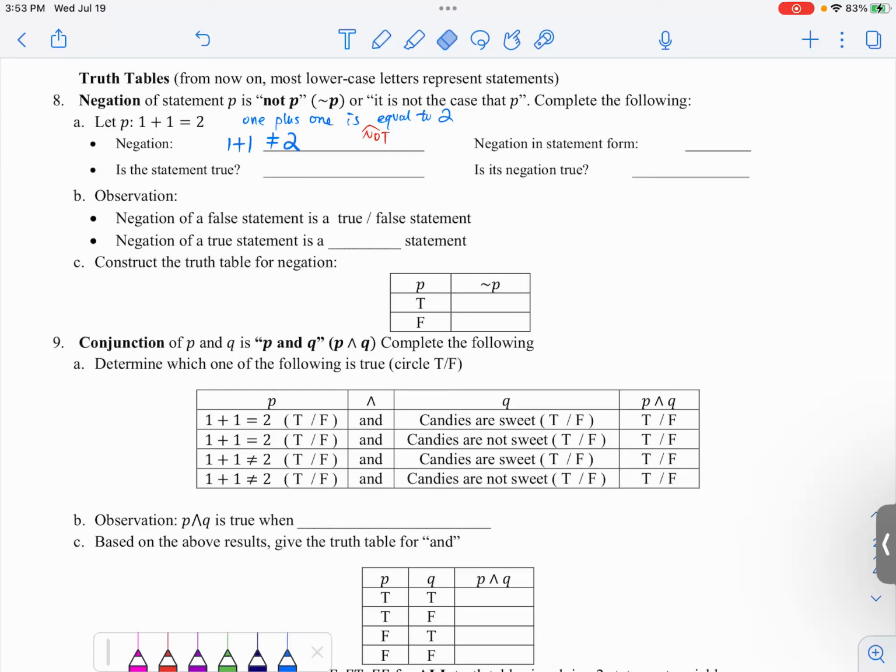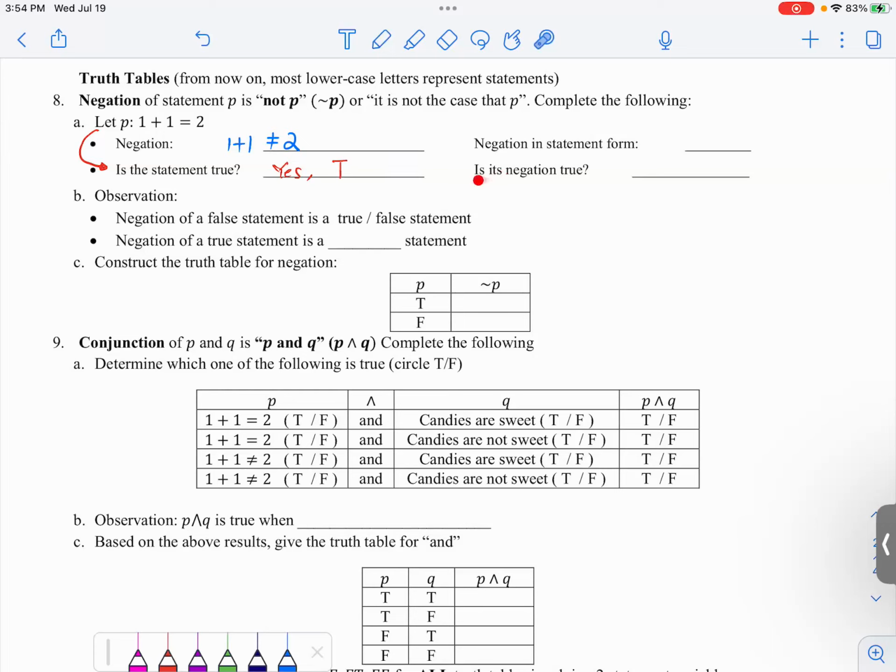Okay, so let's make it simple. I'm going to erase the words, the statement with words, to make it shorter. Now, is this statement true? 1 plus 1 is not equal to 2. Certainly, it is not true. It is a false statement. Actually, I meant, is the original statement true? 1 plus 1 equals 2? Yes, it is true.